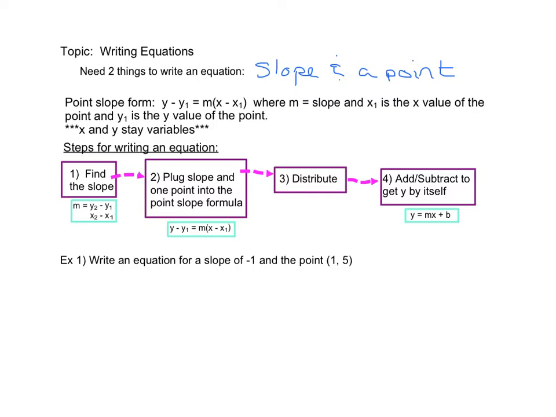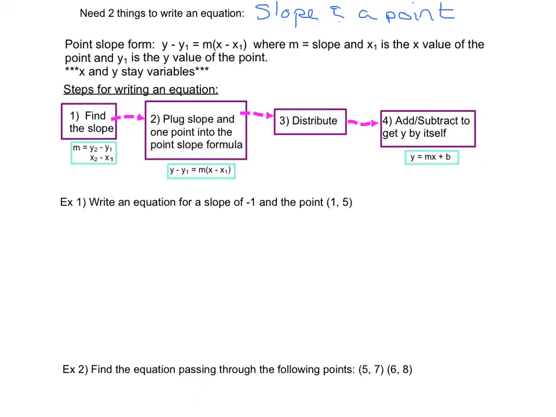These are the steps we're going to use. We're going to have four main steps. We'll first find the slope. It may just be given to us. We may be told what the slope is, or we may have to use our slope formula. Then we're going to plug the slope and one point into the point-slope formula written above, y minus y1 equals m times x minus x1. Whether we're only given one point or given two points, we'll just pick one point. Then we'll distribute that slope in, and then add or subtract to get y by itself, to get it in y equals mx plus b form. So let's go ahead and look. I believe there are 3 examples.